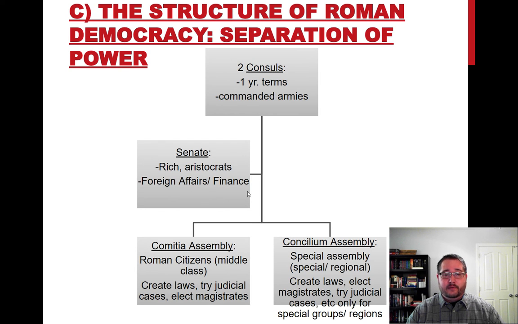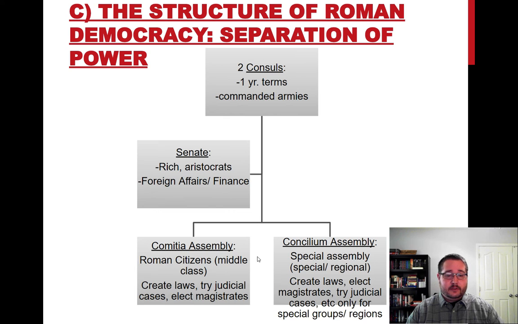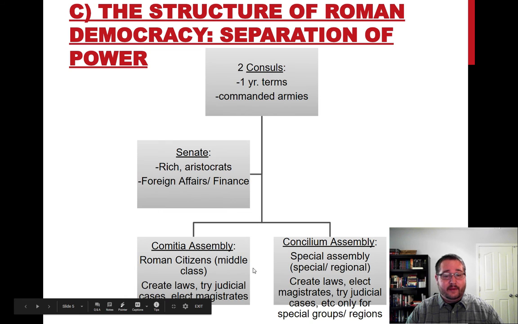They control foreign affairs. They control finance for the country, which also limits the consuls and what they can do. And they're also trying large cases and coming to decisions about what happens to people at a very high level. And then you've got 2 lower types of assemblies. As I understand it, the Comitia Assembly, I believe I'm saying that right-ish, is made up of middle-class Roman citizens. They are creating laws, trying judicial cases, electing magistrates, but this is at a more local level. The Senate here is at a national level.